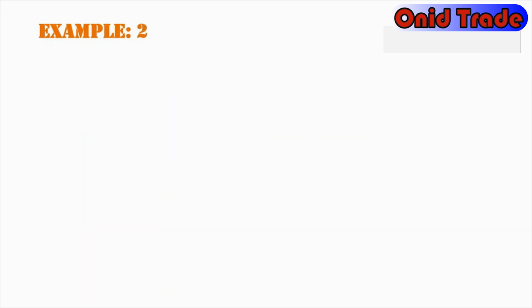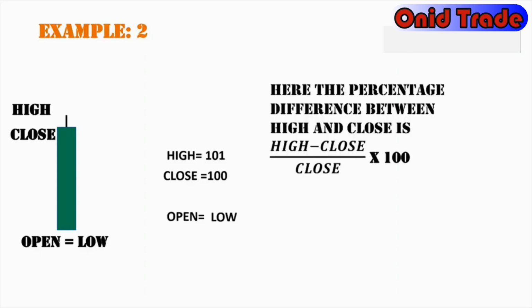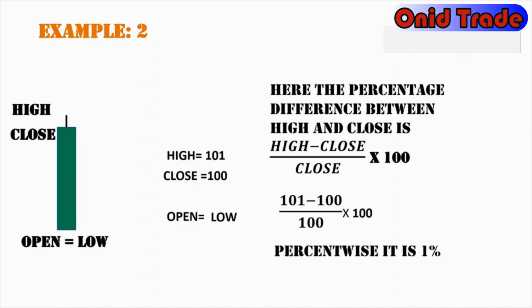Let's see example 2. Here is a candle with a difference between high and close. High is at 101 and close at 100, and open is equal to low. We take the same formula, and after substituting these values, we get a percentage of 1%. 1% is much greater than 0.2%. That's why this candlestick is not considered a Marubozu, so we will avoid trading this one.